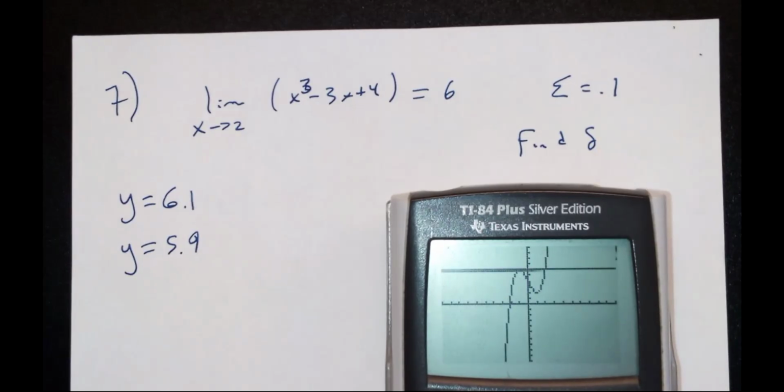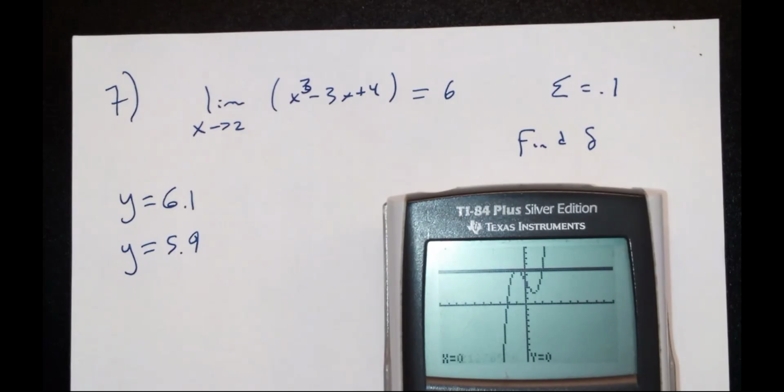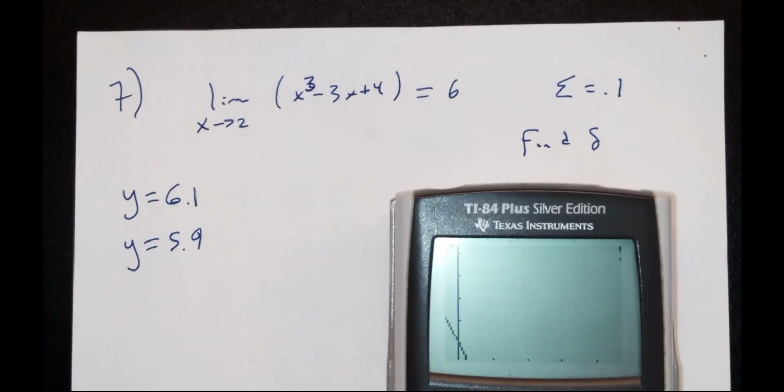Now, the problem is my window isn't very big at the moment. I can't really see very much between these two lines. So I'm going to zoom in just around that spot. There's 2, 6, there's 6.1, there's 5.9. I want to know the x values where we cross.